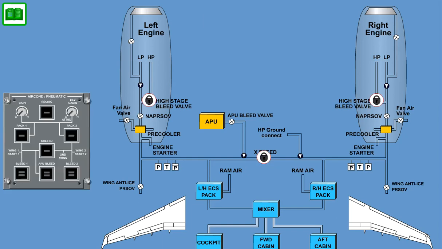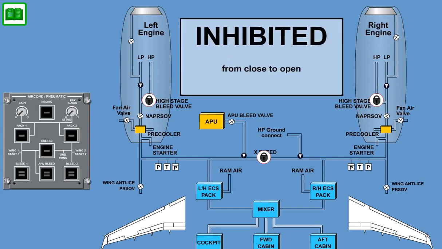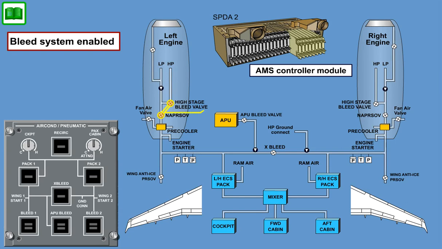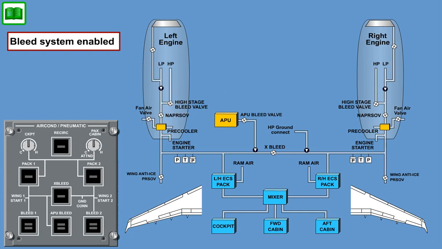Transition of the APU bleed request from closed to open will be inhibited if any of the following conditions are true: left HPSOV is open, or right HPSOV is open and cross-bleed valve is open. When a bleed system is enabled, the commands to the HPSOV and NAPRSOV are based on the corresponding valve mode and control laws integrated in the AMS controller modules. When a bleed system is disabled, the HPSOV and NAPRSOV are commanded closed.